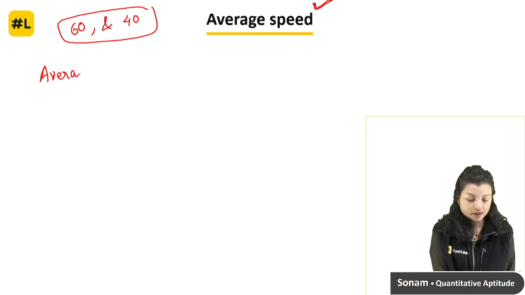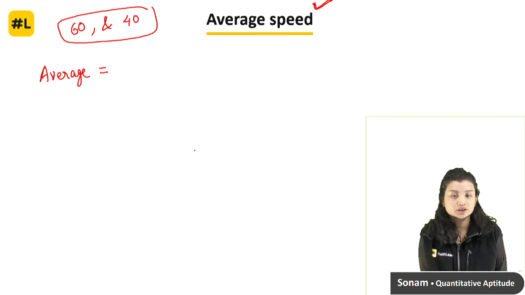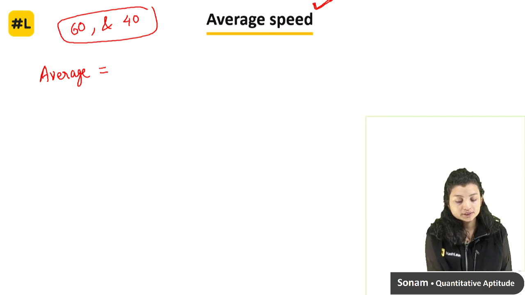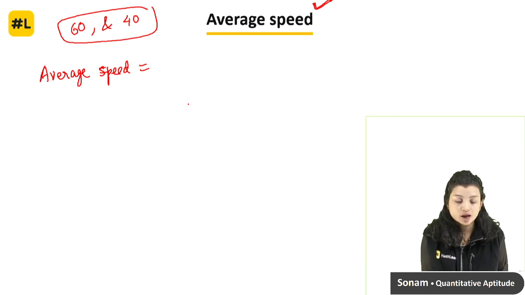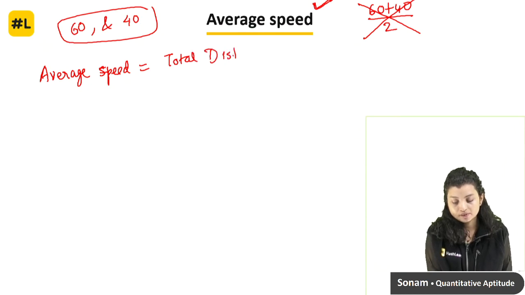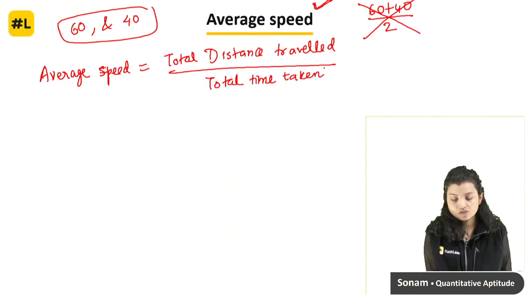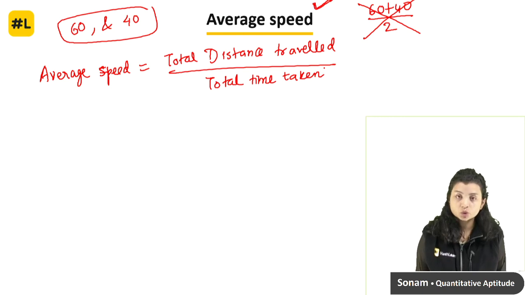If I ask you to find the average, a lot of students will give me the wrong answer. They will do 60 plus 40 divided by 2. You need to understand one thing very clearly: average speed is not equal to the average of the numbers. You cannot do 60 plus 40 divided by 2. It's simply wrong. So what is average speed? Average speed is total distance traveled upon total time taken. This is your formula.